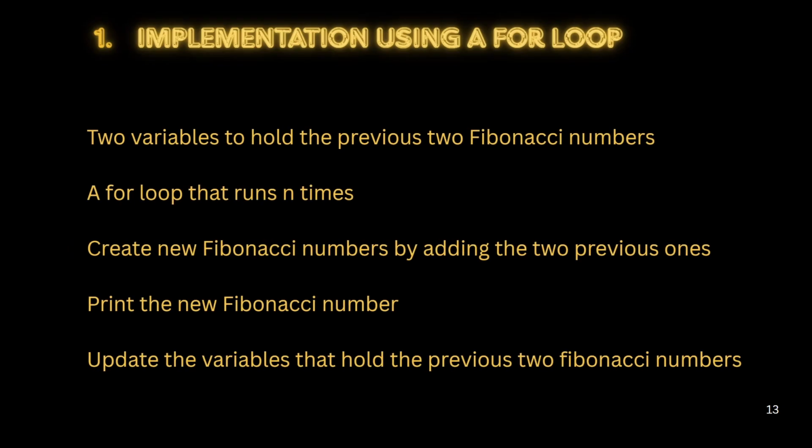The first method is implementation using a for loop. It can be a good idea to list what the code must contain or do before programming it. Two variables to hold the previous two Fibonacci numbers. A for loop that runs n number of times and creates a new Fibonacci number by adding the two previous ones. Print the new Fibonacci number. Update the variables that hold the previous two Fibonacci numbers.